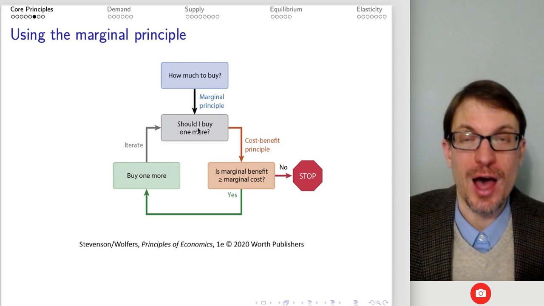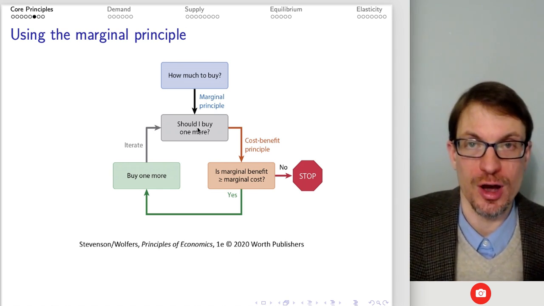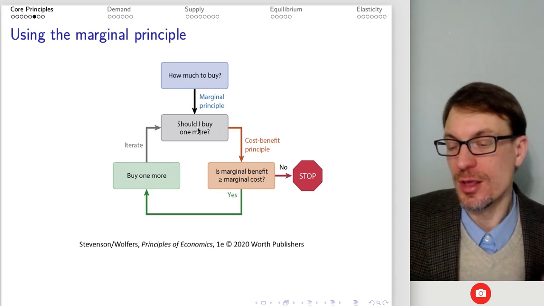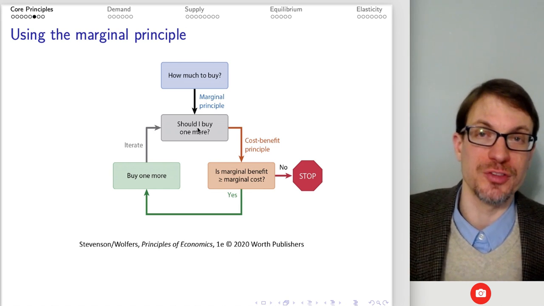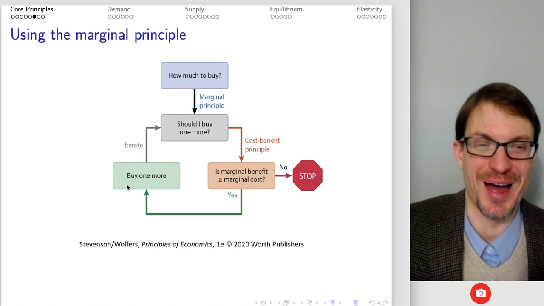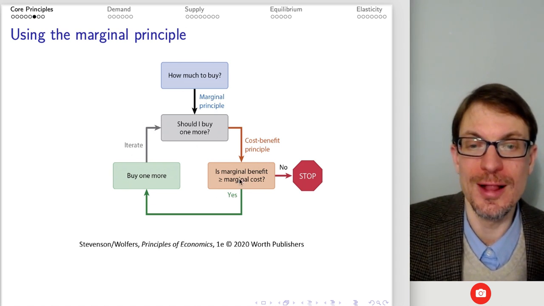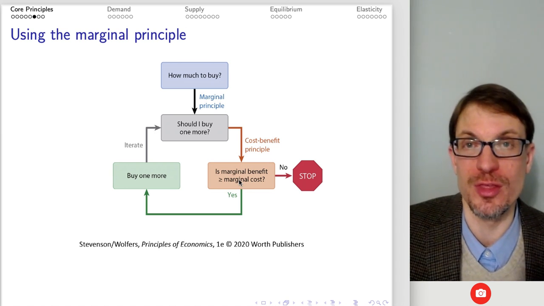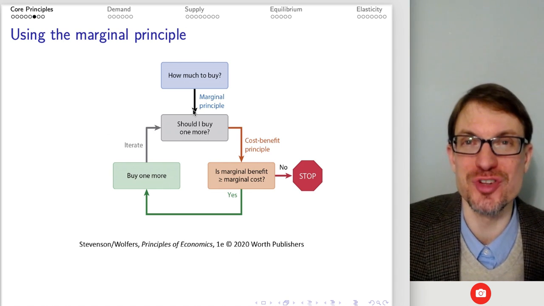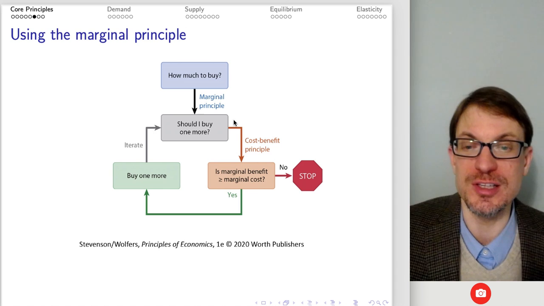Having broken this down into the marginal incremental decision, now you apply the cost-benefit principle and compare the marginal benefit, the benefit of that one more increment, versus the cost. And if the benefit is bigger than the cost, then you do it and buy one more, and then you iterate, asking yourself again. You keep doing this until the situation where the cost is actually bigger than the benefit, and then you stop, right? And so this gives rise to our rational rule, which is to continue doing the activity as long as the benefit is at least as big as the cost.